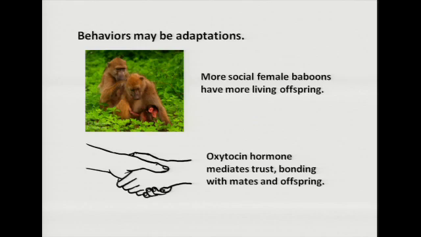What about behavior? Can behaviors be adaptations? Well, yeah, they can. Can evolution by natural selection result in behaviors that are going to favor certain sets of behaviors and that we can measure in the form of reproductive success? And one example comes from baboons. A lot of baboons live in large groups. They're very social. They spend a lot of time grooming one another.